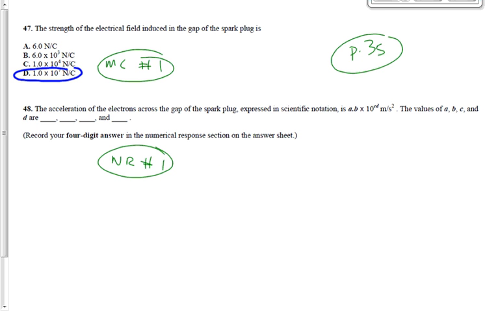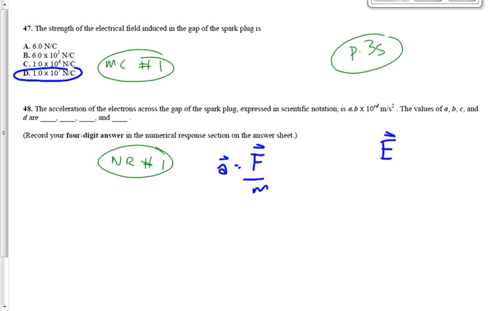Listen, we want to find an acceleration. We know what we do. We always use F is equal to m times a. But to do that, we need a force, right? Well, how do we find a force? We know that these electrons are experiencing a certain electric field. What electric field do these electrons experience? How about 1.0 times 10 to the 7?